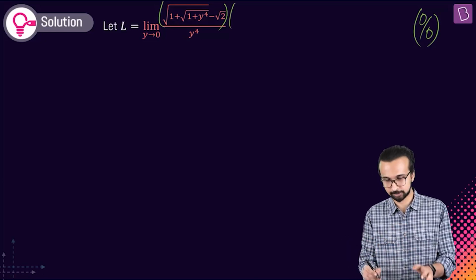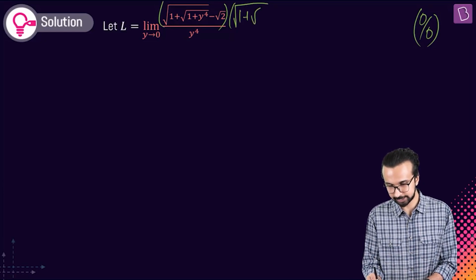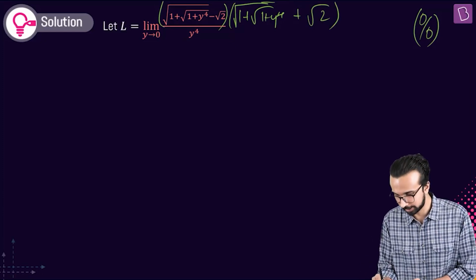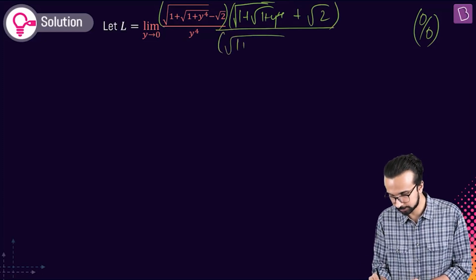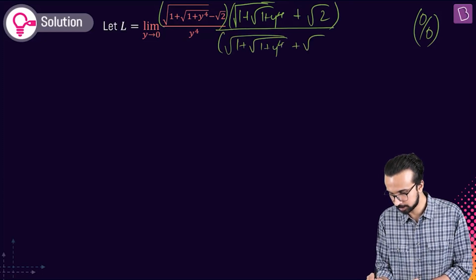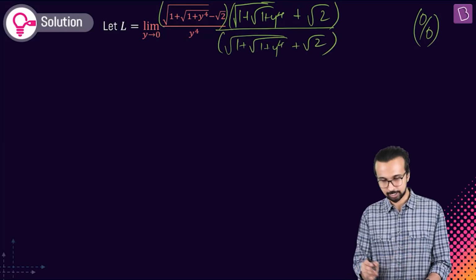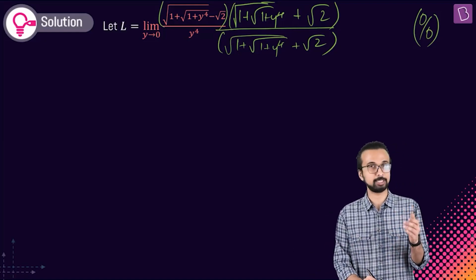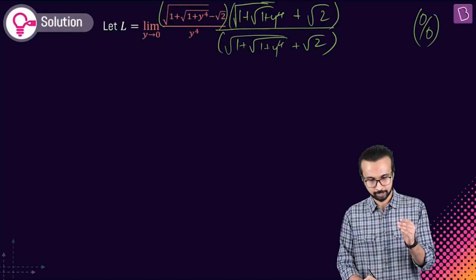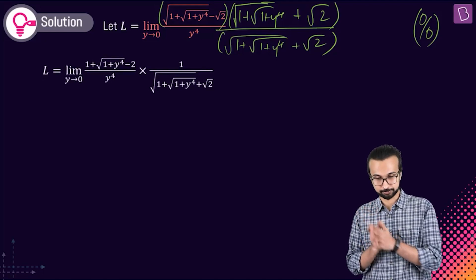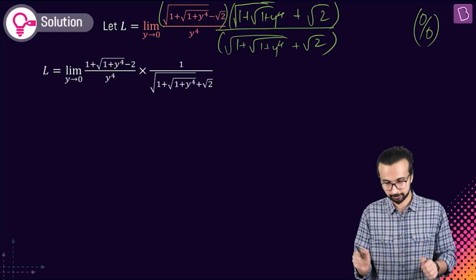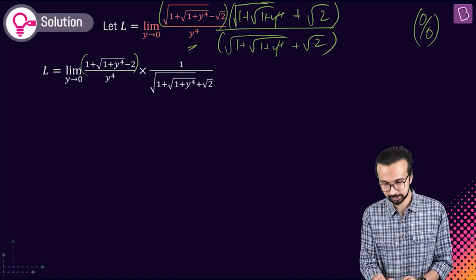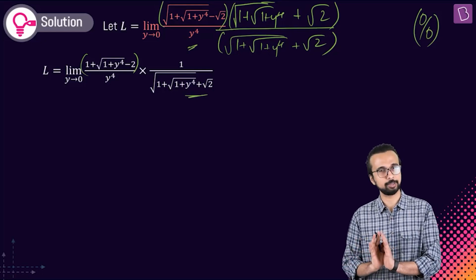So root of something minus root of something will be multiplied by root of that same something plus root of 2. Okay, and the same quantity will be visible again in the denominator. Okay, we have this much with us. Now the numerator is of the form a plus b into a minus b, which will be rationalized as a square minus b square. So you will get in the numerator 1 plus root 1 plus y power 4 minus root 2 square. Okay, so this is what we have. Denominator is y power 4 as it is, and the other part of the denominator will remain here.